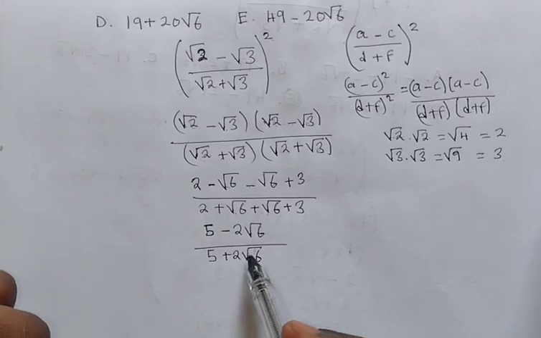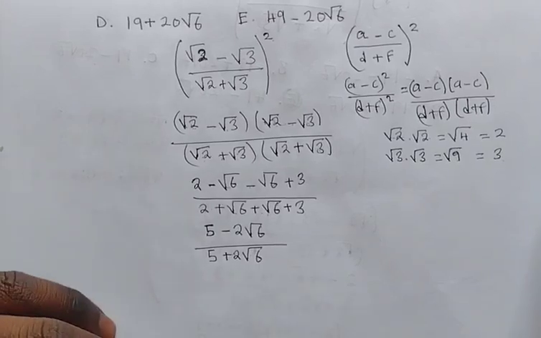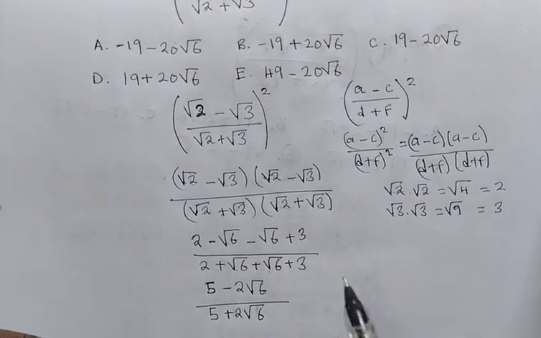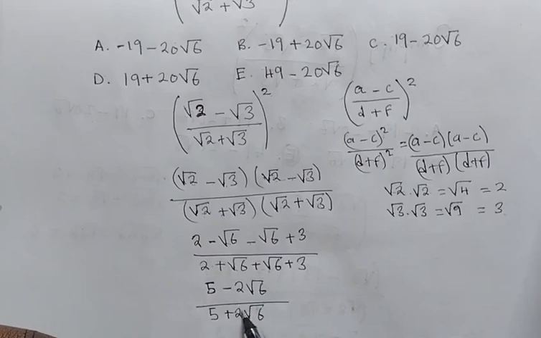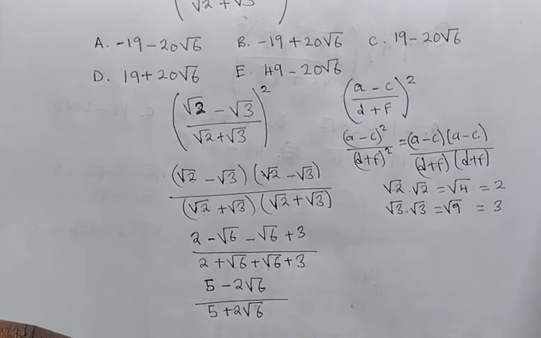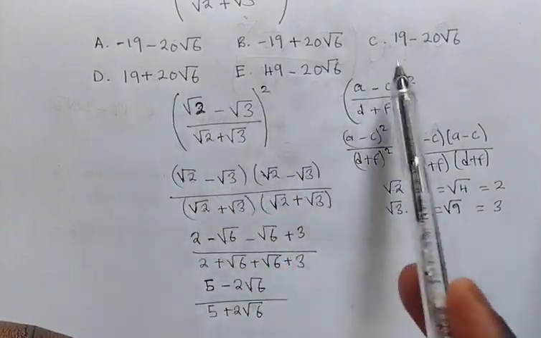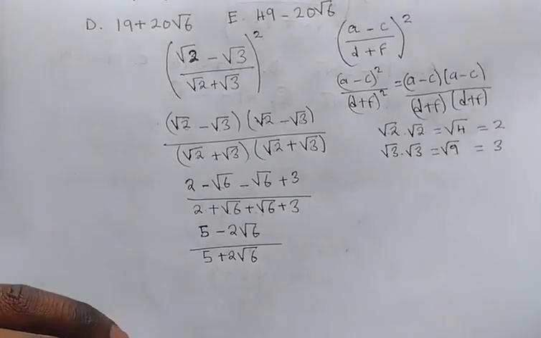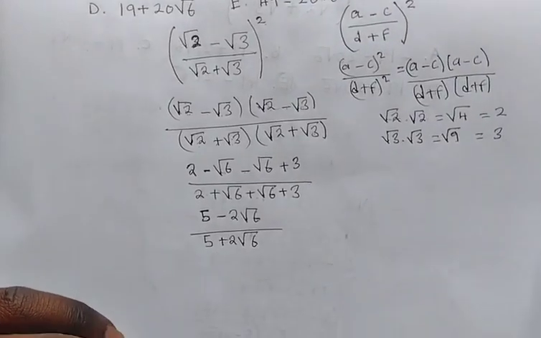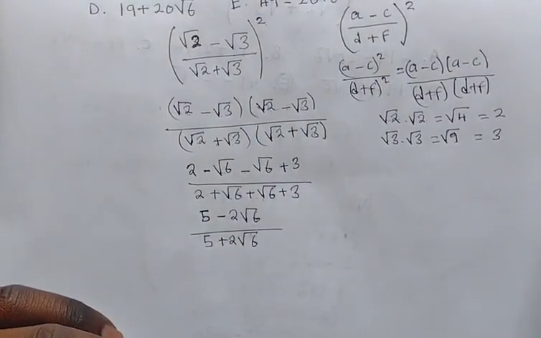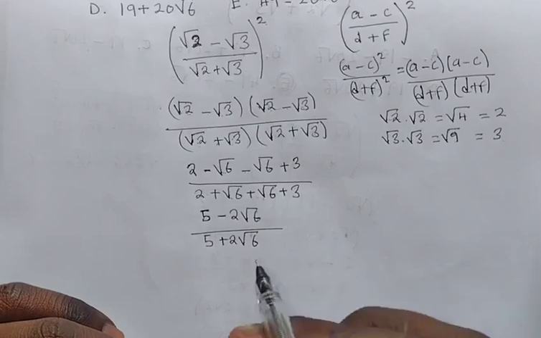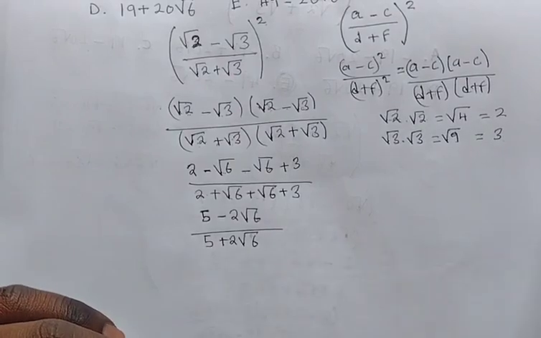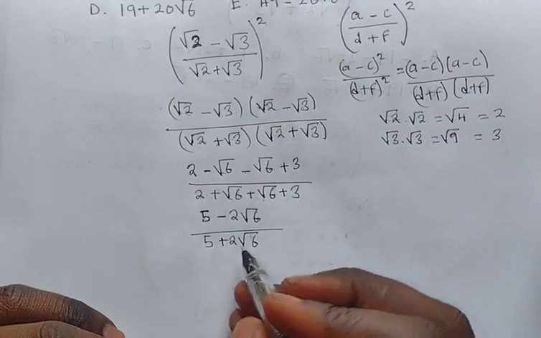Now I'm not saying this is our answer, because when you look at the options that we have here, this answer is not there. So we are just ending here once we do the simplification on this part. Now what's next? We need to come up with the correct answer. Once we have this part right here, we need to do what we call rationalization. So we are going to rationalize the denominator.